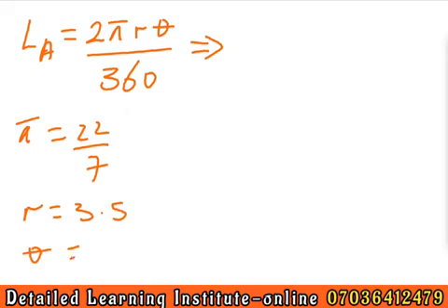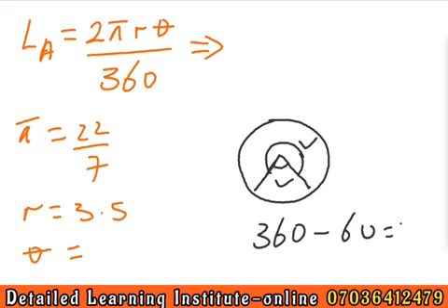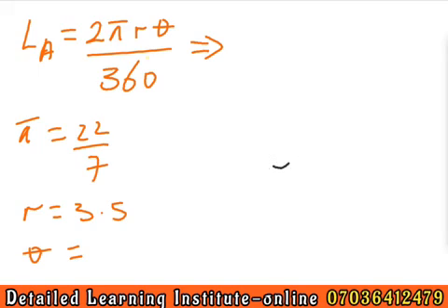The angle of the major sector wasn't given to us, but since we understand that the full angle of a cycle is 360, and this part is already 60, then this other part will be 360 minus 60. That would be 300. So that's how we know that the angle of that very sector which has the major arc will be 300 degrees. So we simply impute these values into the formula.